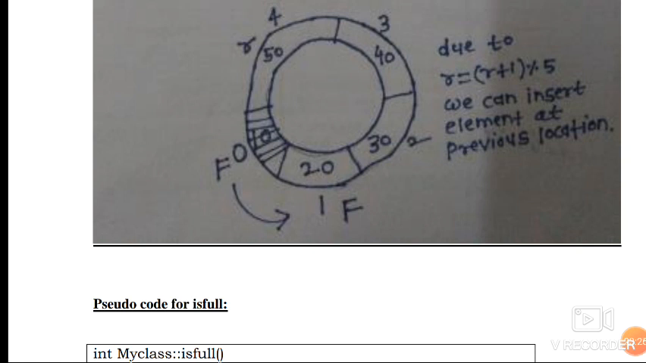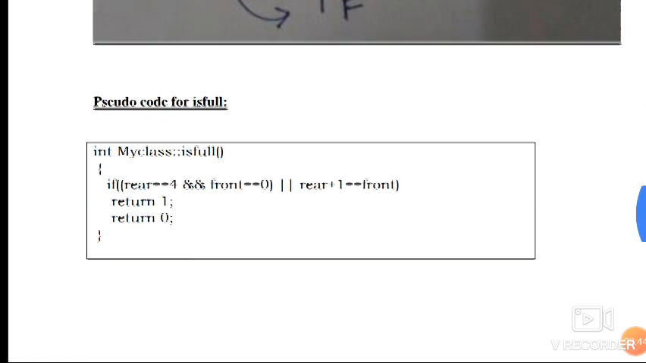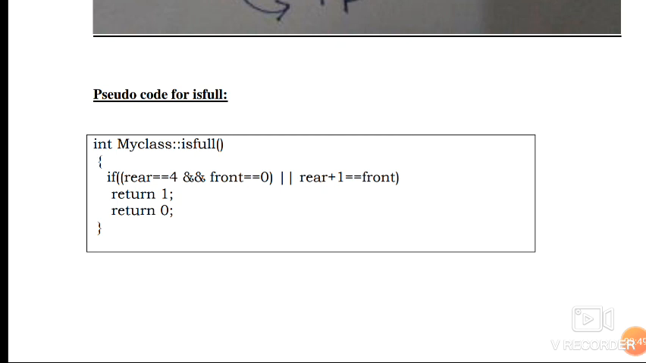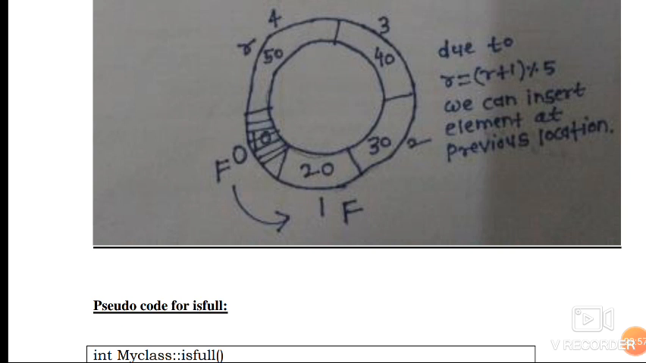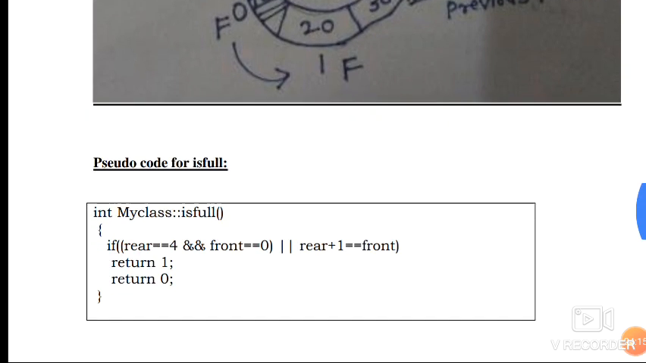Again, in case of circular queue also, while inserting we have to check whether queue is full or not. While deleting we have to check whether queue is empty or not. Now when can we say queue is full? If front is pointing at 0th index and rear is pointing at 4th index, that is the last index, it means all the indices are full, and we do not have any chance to insert a sixth element. That is, if front equal to 0 and rear equal to last index, or rear plus 1 equal to front, we can say queue is full, otherwise it is not.